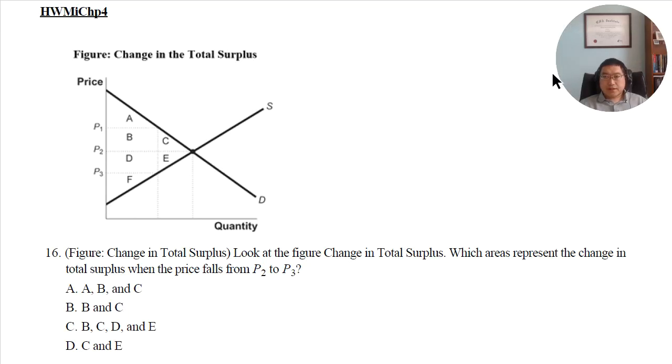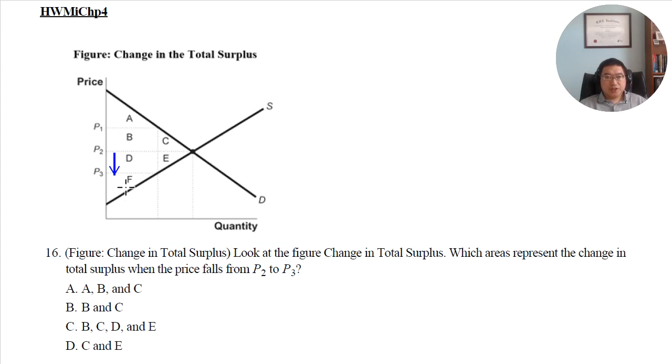So this is the last section for homework 4, question 16 to question 20. Let's look at question 16. Look at the figure, change in total surplus. Which areas represent the change in total surplus when the price falls from P2 to P3? So P2 is here, P3 is here, P2 to P3 is a price drop.